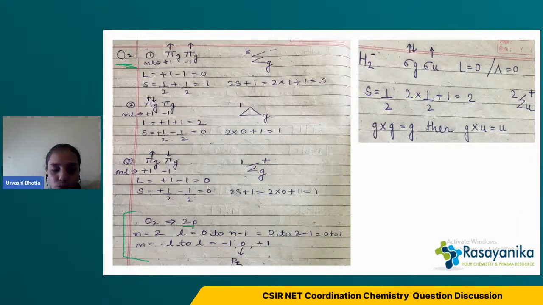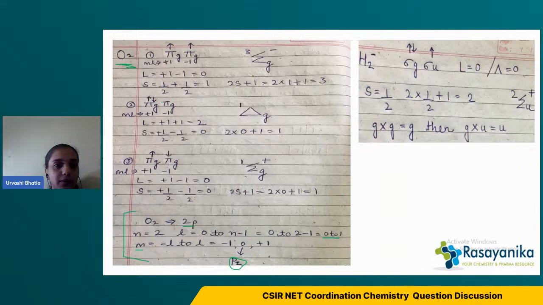So n is 2, the principal quantum number is 2. Then L is your azimuthal quantum number, it is 0 to n minus 1. I'm just showing you 0 to 2 minus 1, 0 to 1. So M, the magnetic quantum number, is minus L to L: minus 1, 0, plus 1. 0 is for the PZ, and minus 1 and plus 1 can be for PX or PY. It is not defined.